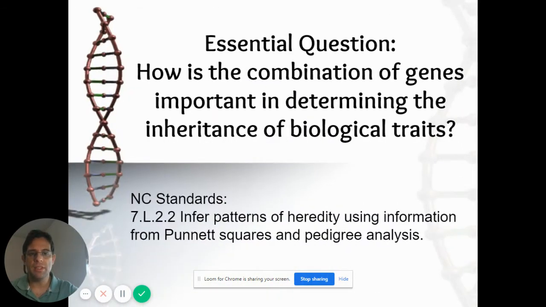And at this time, the essential question that we want to learn at the end of this unit. So this is not a question you have to answer whatsoever. This is a question to guide your knowledge, your learning. So at the end of the unit, we want to answer how is the combination of genes important in determining the inheritance of biological traits. All right, and here's the North Carolina standards we were working with.